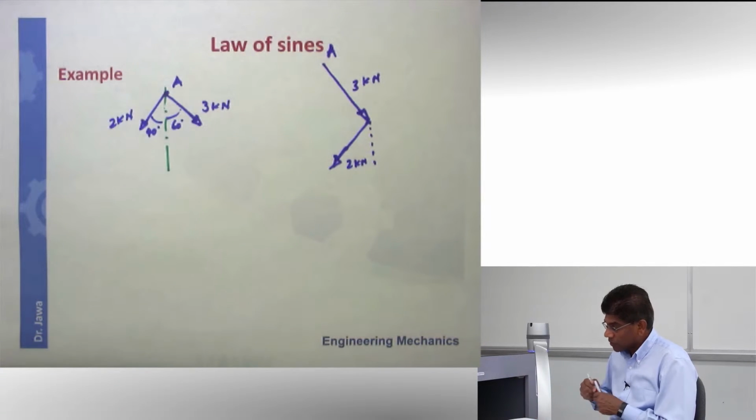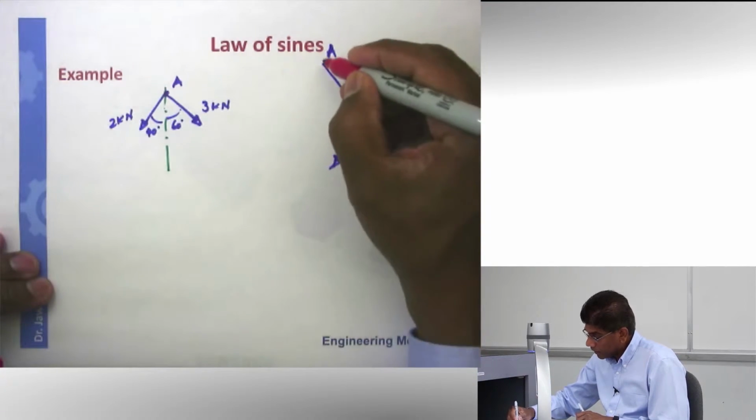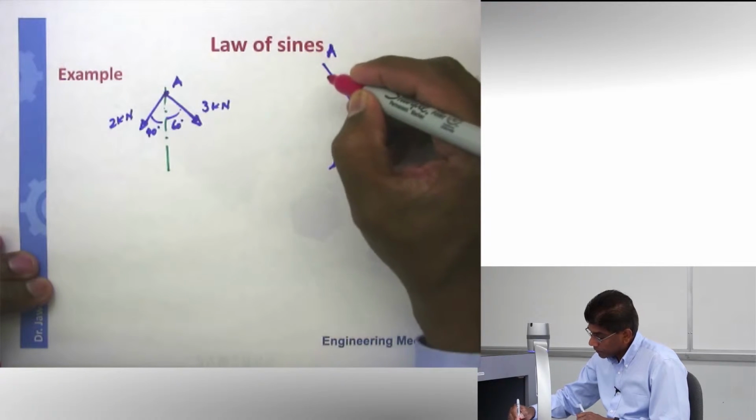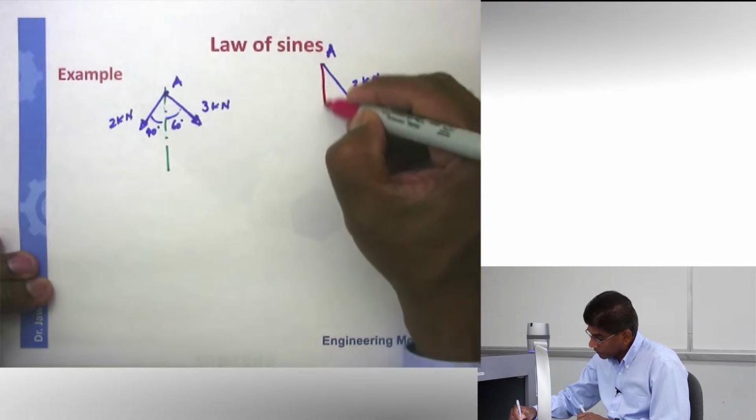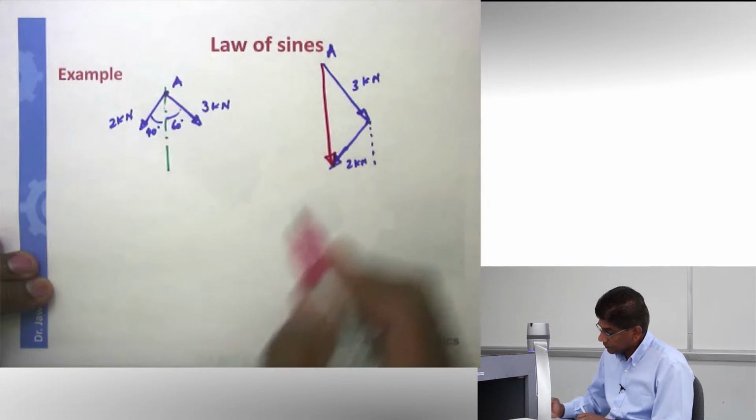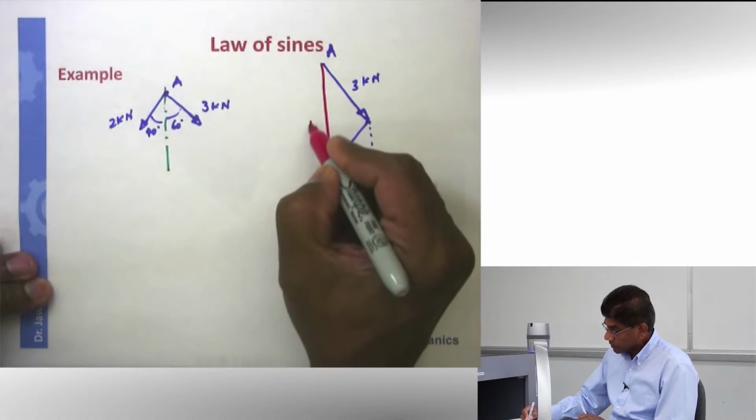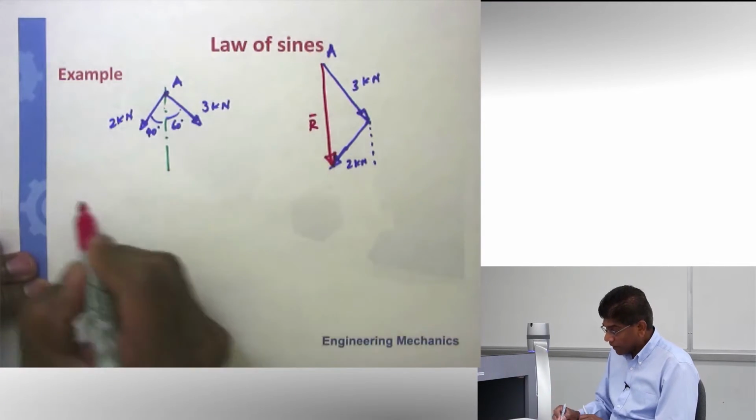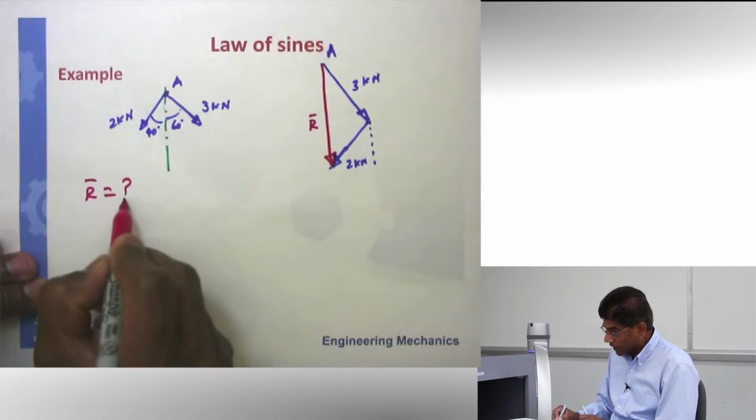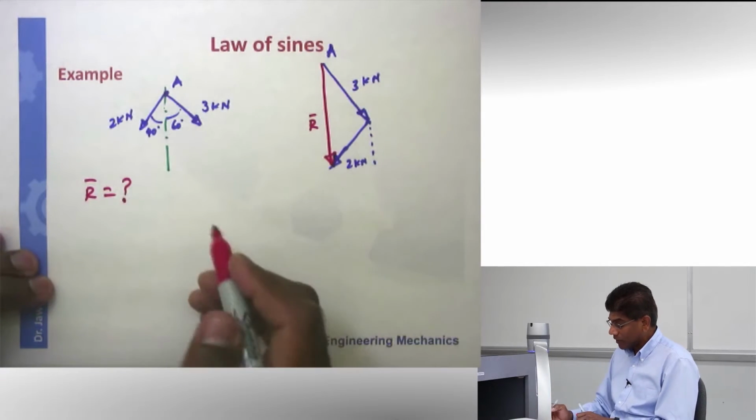So the resultant force, as you can imagine, by the way, this is going to be my resultant, right? This is my resultant. And I want to find out the resultant force. So this is what I want to find out by adding these two vectors.